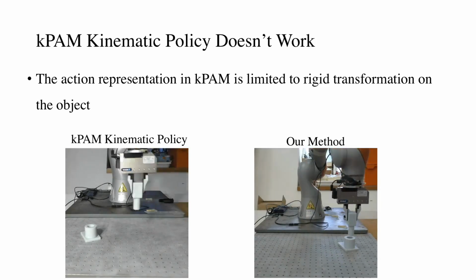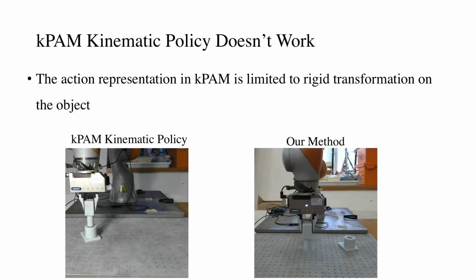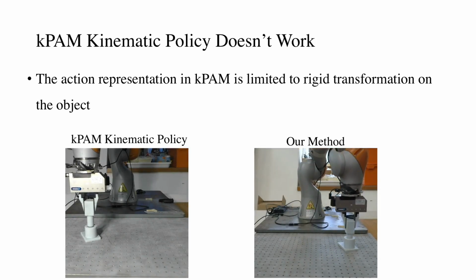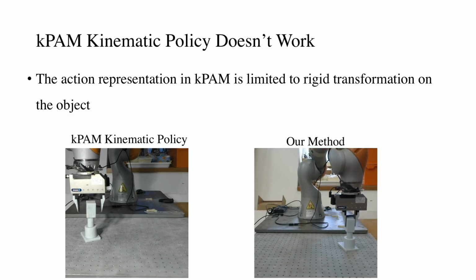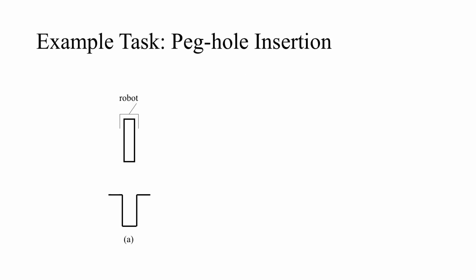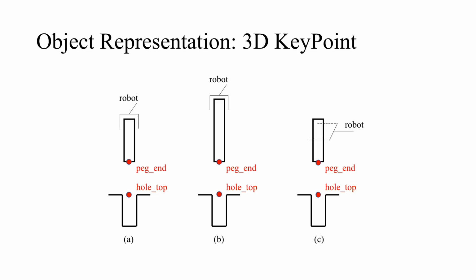One more option may be to directly use the pick and place policy in KPAM for context-rich tasks, but that doesn't work because the action representation in KPAM is limited to a rigid transformation of the object, which is no longer correct. Thus, we might need a new formulation. Let's consider it using package insertion as an example. We want the package insertion policy generalized to a new pack in B and a new robot grasp pose in C. Following KPAM, we would use a set of schematic 3D keypoints as the object representation.